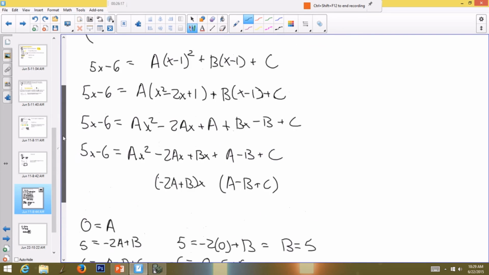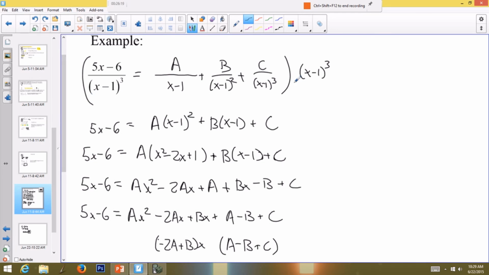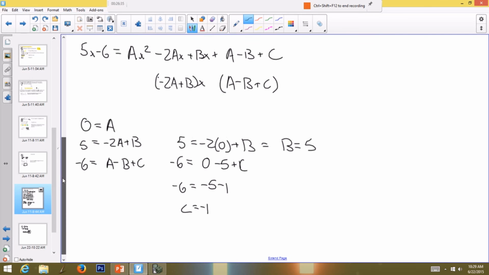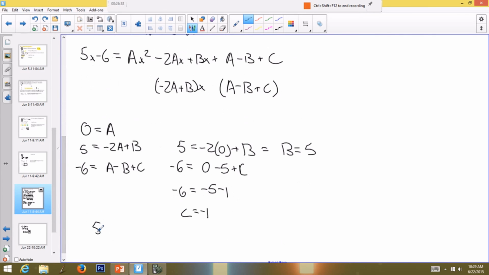So I can finish this off. I can take this expression that I had earlier, and because a is equal to 0, I don't even need this term. I can finish it up and say that 5x minus 6 over the quantity x minus 1 to the third is going to equal 5 over x minus 1 squared minus 1 over x minus 1 to the third.